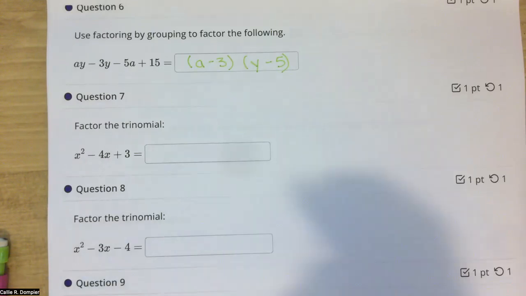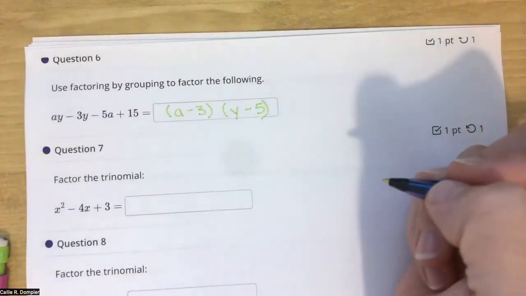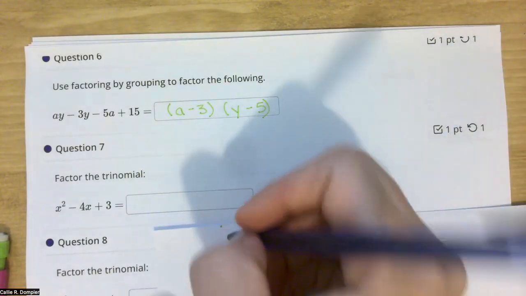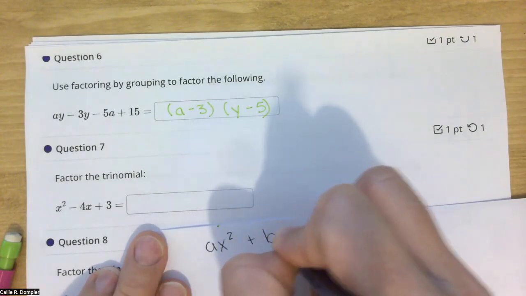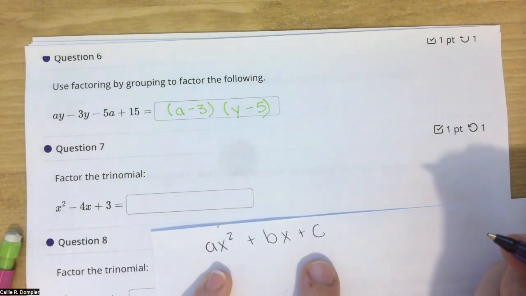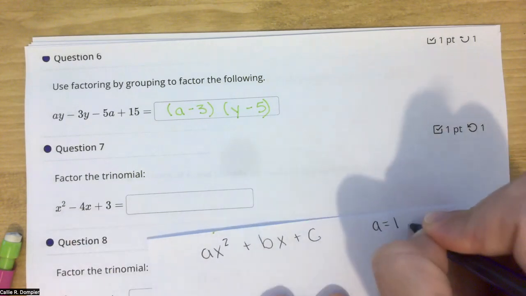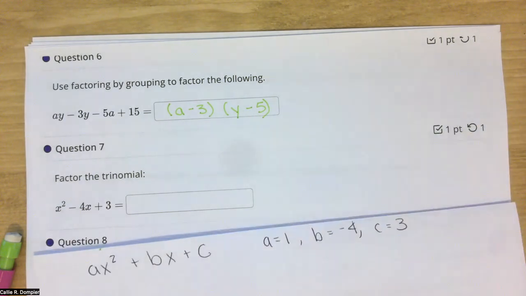Factor the trinomial. These also sometimes take a while. x squared minus 4x plus 3. Okay, remember the rule for factoring trinomials. Well, let's hold on. We have ax squared plus bx plus c is the form it's in. So in this case, a is just 1, b is negative 4, and c is 3, right? A is 1, b is negative 4, c is 3.